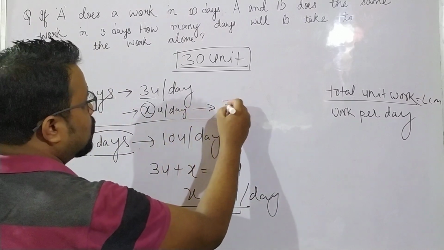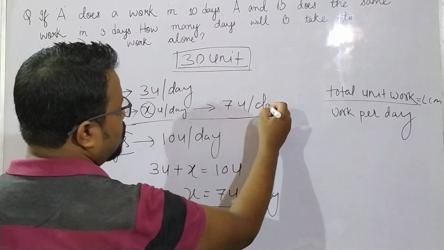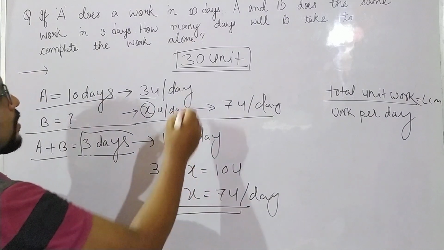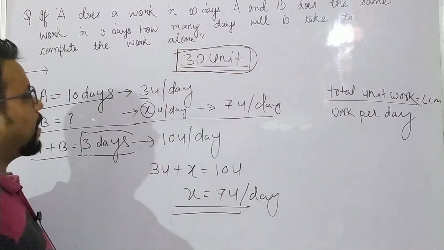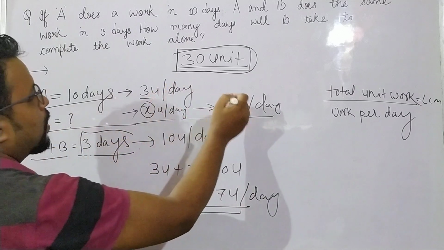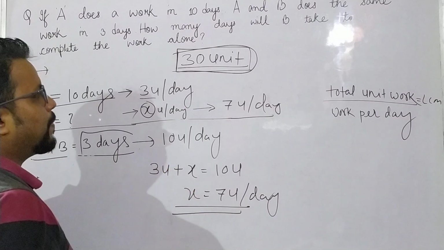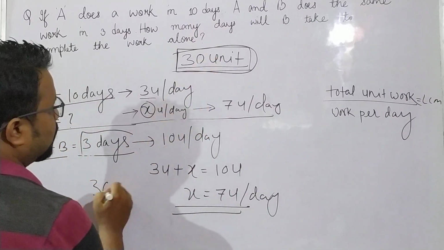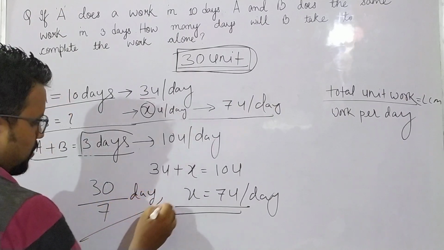Okay, X will do 7 unit per day. Then in order to do 30 unit, how much time will be taken by B? It is 30 by 7 days.